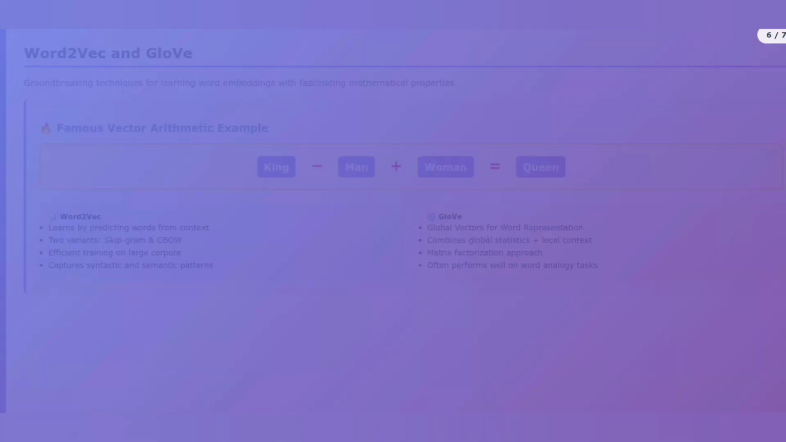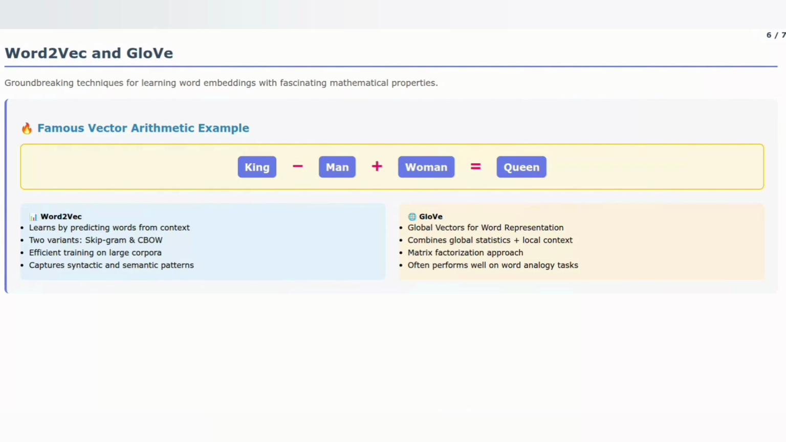A groundbreaking embedding technique was Word2Vec, which learns word embeddings by predicting words from their context, or vice versa. This revealed fascinating properties like being able to perform vector arithmetic. For example, vector of king minus vector of man plus vector of woman often results in a vector very close to vector of queen. Another popular embedding is GloVe, or Global Vectors for Word Representation, which combines global matrix factorization and local context window methods.